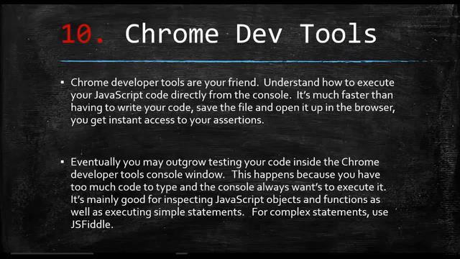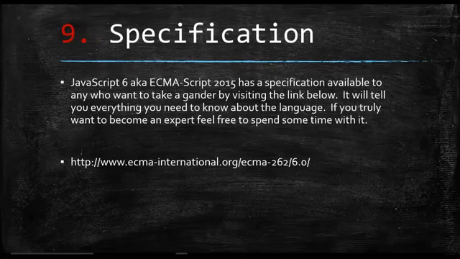I have it number 10 on this list, but it kind of goes without saying. At the same point, I felt like it needed to be on this list, so I put it at number 10. But that should be the first place you start: how do I get better at Chrome DevTools in order to be able to step through my JavaScript and all that? The next is number 9, the specification.